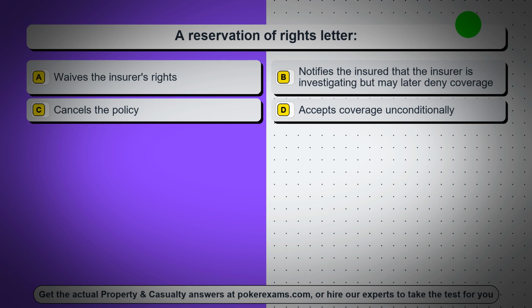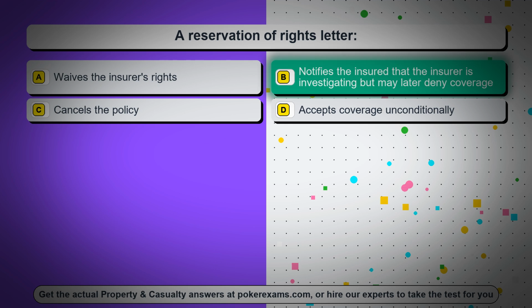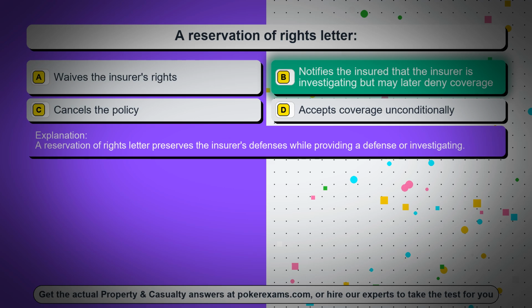Question 36. A reservation of rights letter. Option A waives the insurer's rights. Option B notifies the insured that the insurer is investigating but may later deny coverage. Option C cancels the policy. Option D accepts coverage unconditionally. The correct answer is option B, notifies the insured that the insurer is investigating but may later deny coverage. A reservation of rights letter preserves the insurer's defenses while providing a defense or investigating.